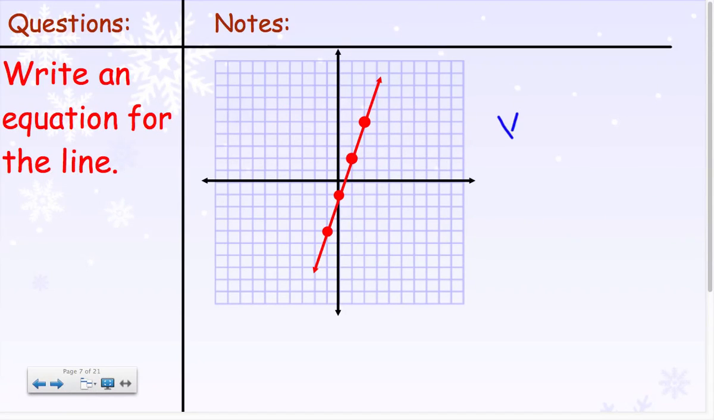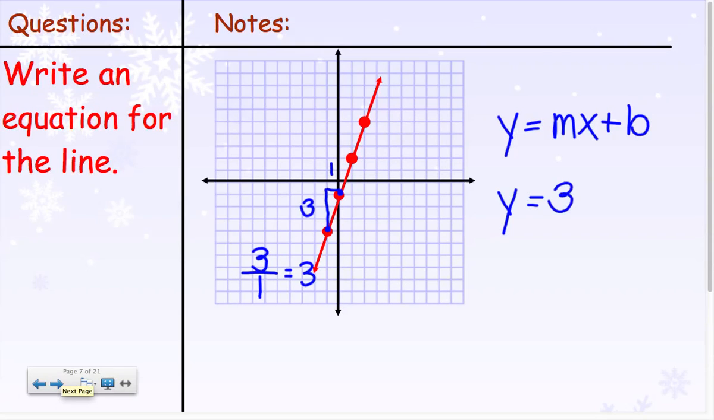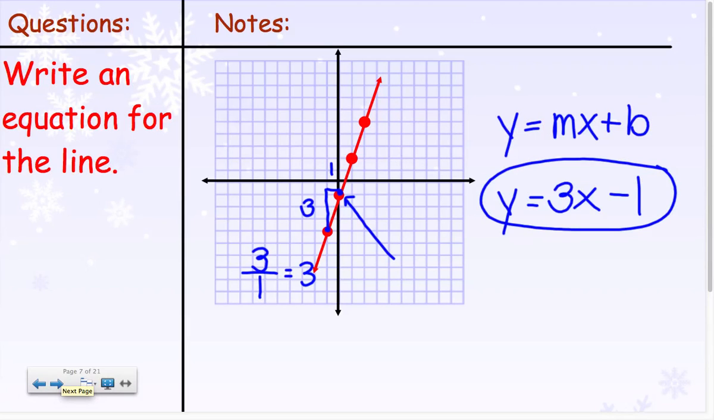Same thing, y equals mx plus b. m is my rise over run, so I'm going to pick 2 dots. I'll choose these 2, any 2 would work. Rise, 1, 2, 3, run, 1. Now remember, 3 over 1 is the same as 3. You can leave it as 3 over 1 if you want to. I usually write it as a whole number. b, my y-intercept, well, my red line crosses the y-axis right there, which is at negative 1. So this is my equation for the line.